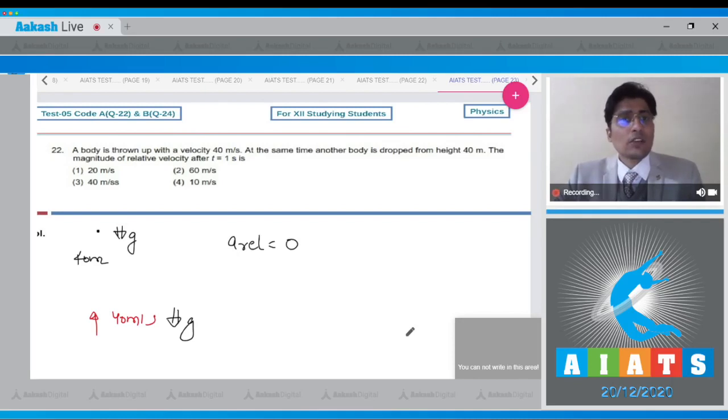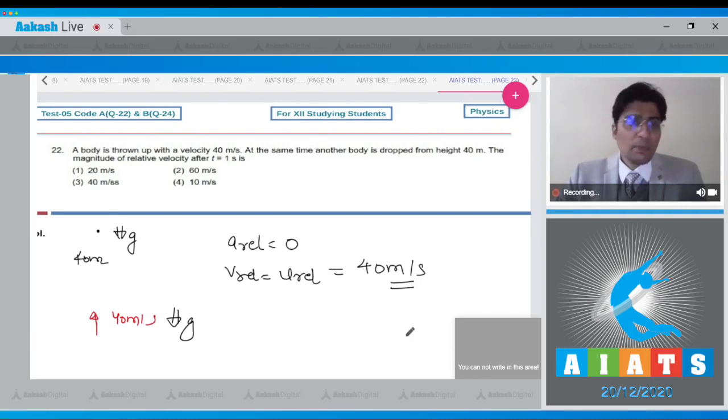We have to find out the relative velocity after 1 second. The relative velocity will always be equal to the initial relative velocity, as the relative acceleration is 0, and the initial relative velocity is equal to 40 meter per second, meaning that the answer for this question is option number 3. Now let us solve question number 23.